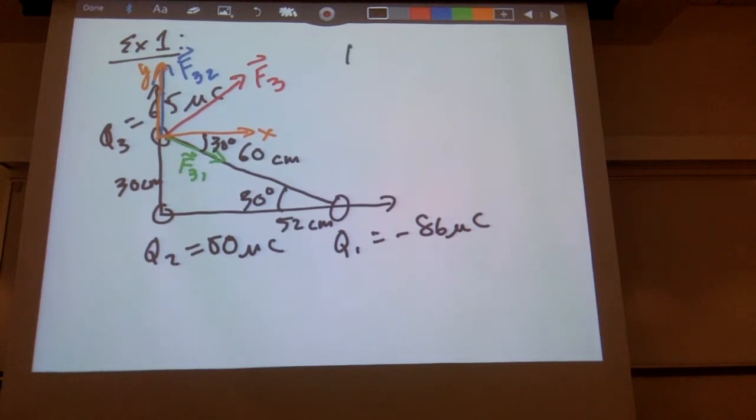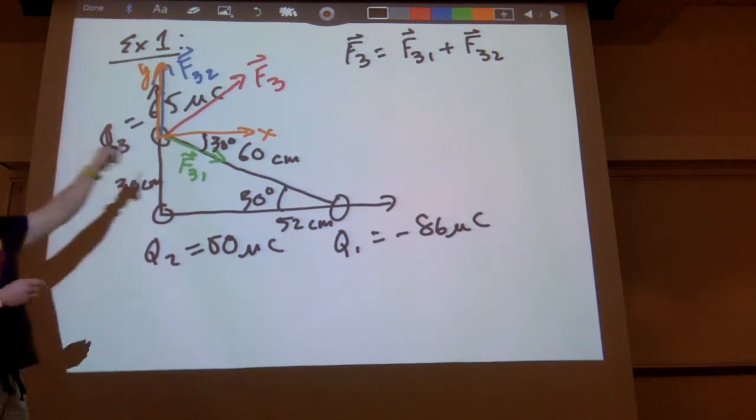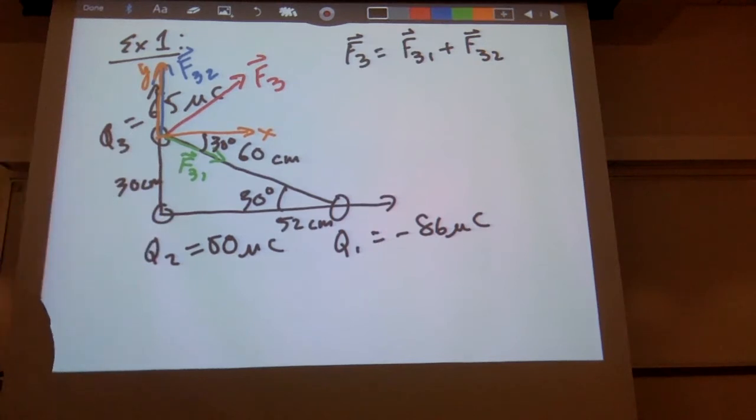The net force on 3 is simply going to be equal to the sum of the force on 3 by 1 plus the force on 3 by 2. Now, from here, what we can see is that the total force is going to be a two-dimensional force. Right? There's going to be some of it in the x direction, some of it in the y direction.